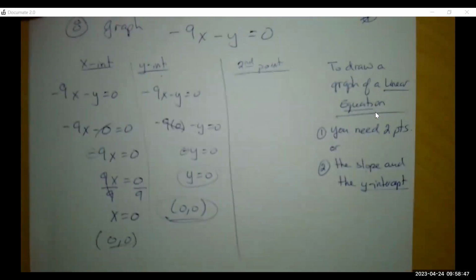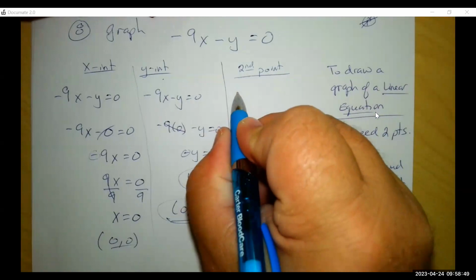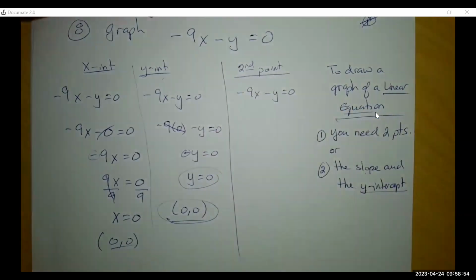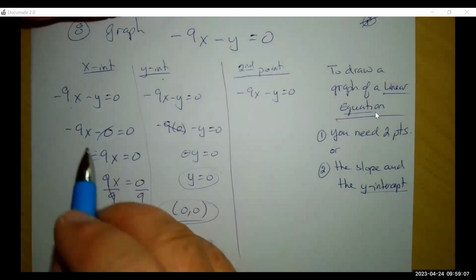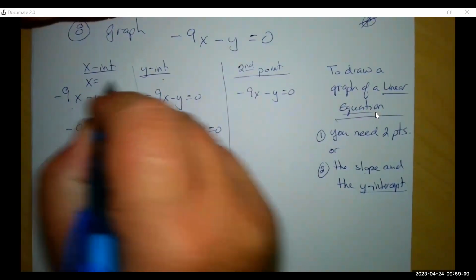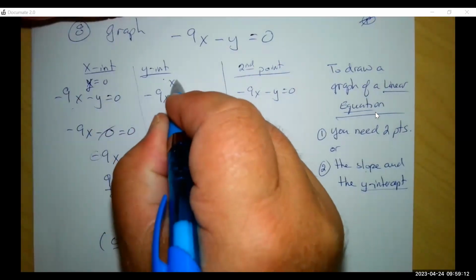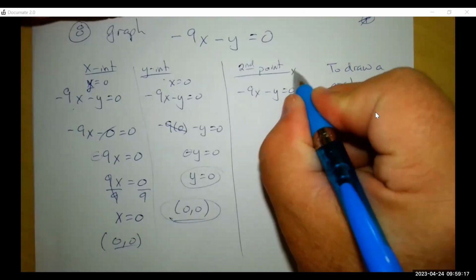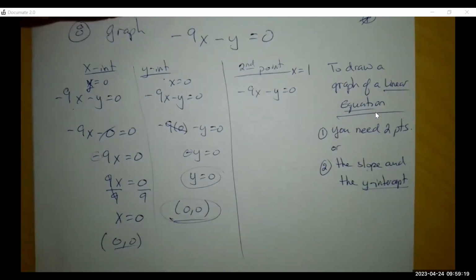Let's find a second point. The way you find a second point, since you've used x or y equals 0 here and x equals 0 there, you can't use 0 anymore. So we'll pick another point. Let's say x equals 1. Pick any other x, doesn't matter which one.